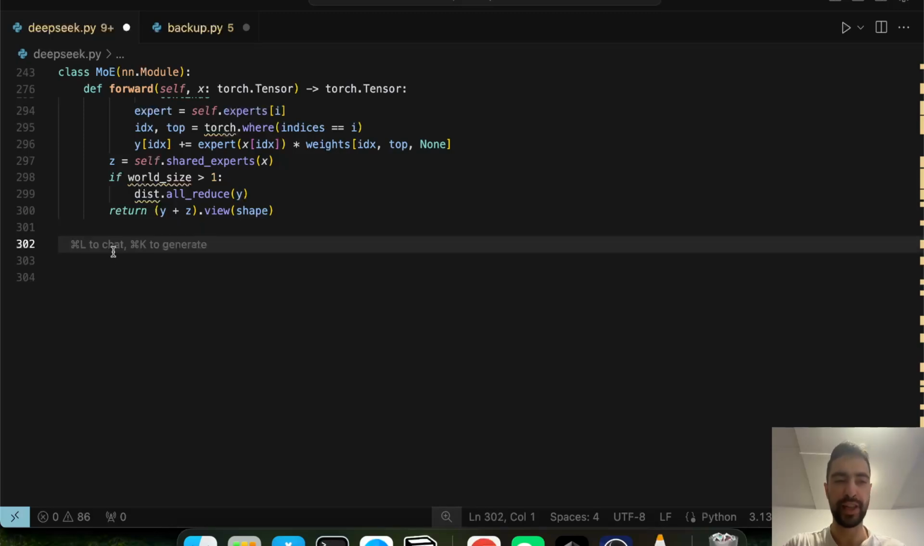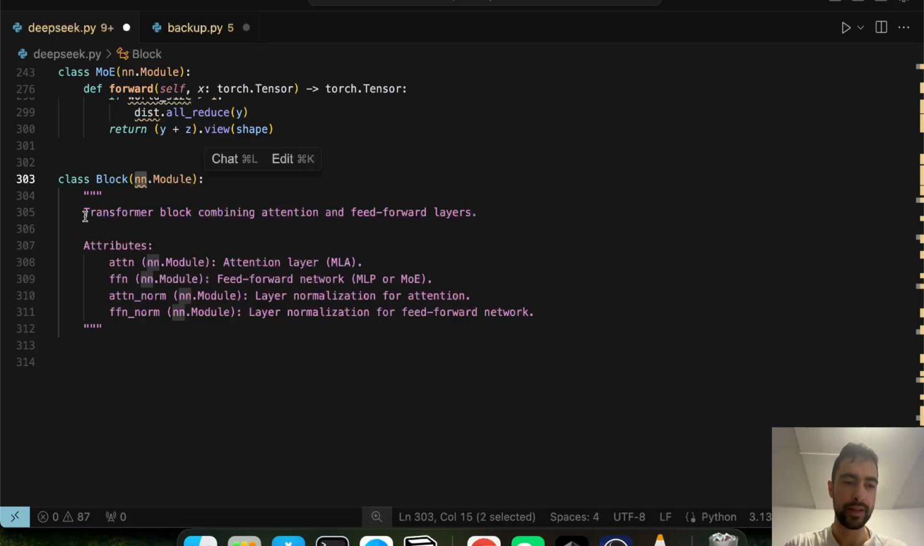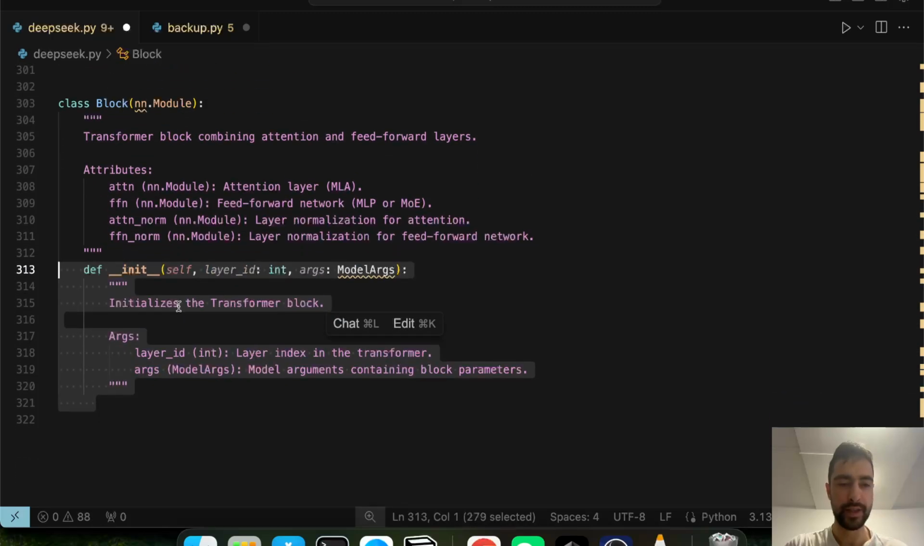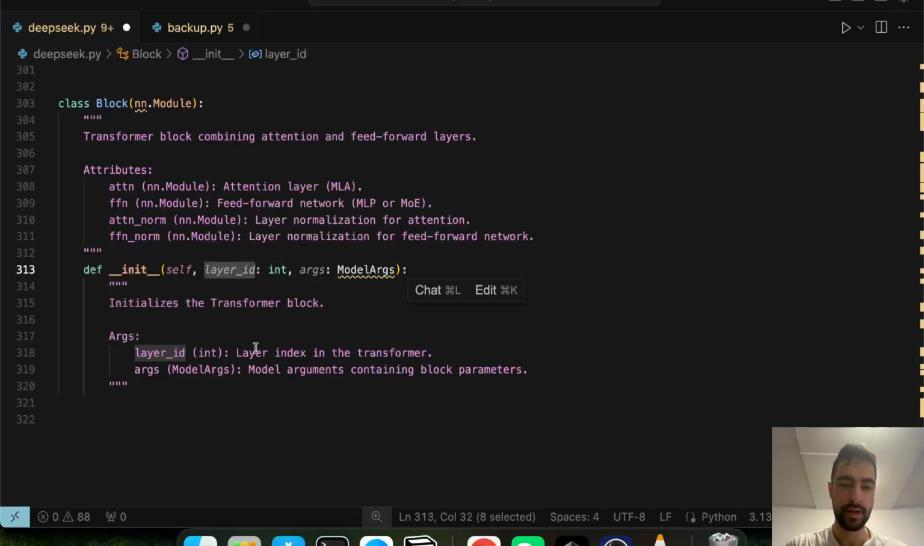So the block contains the attention mechanism and the MoE, and then blocks are stacked after each other like layers. So class Block, Module, and I will just skip it, it's easy. So initializing layer ID, the layer index in the transformer. So this is a layer or block, it's just repeated n times.